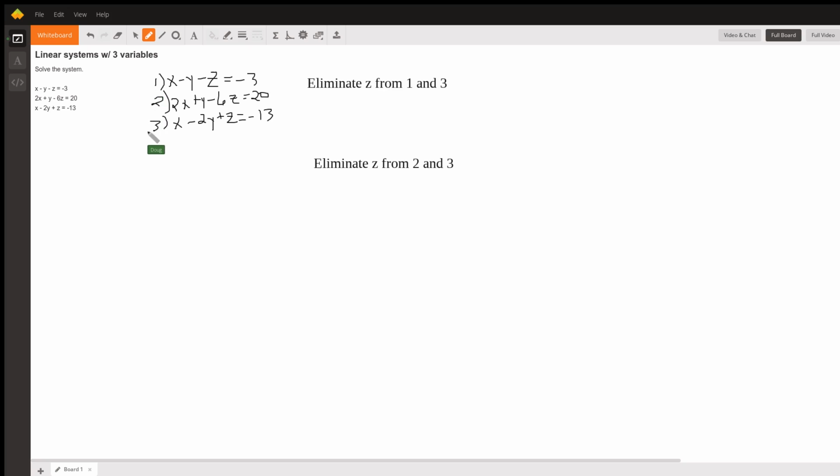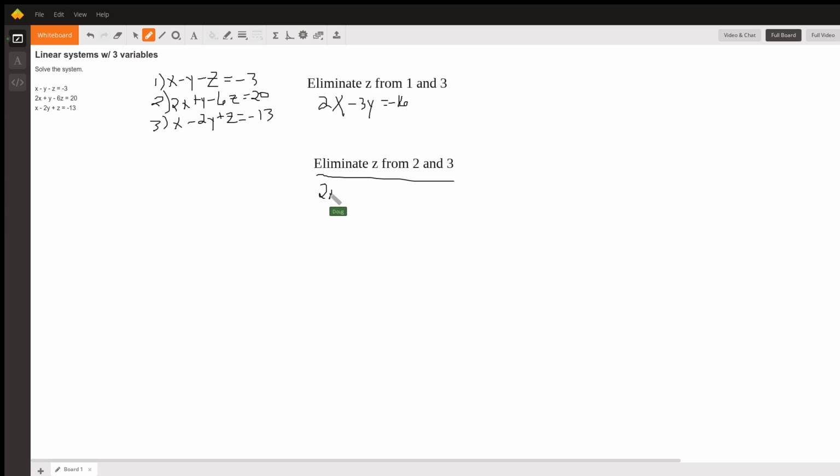If I add 1 and 3 together, I'll get 2x minus 3y, and z, negative z plus z is 0. Negative 3 minus 13 adds up to negative 16. And boom, the z is eliminated. So I move down to here. How do I eliminate z from 2 and 3? Well, I can see that there's a minus 6 in front of this z. So if I multiply the second equation by 6 and then add them together, I will have the z's disappear.